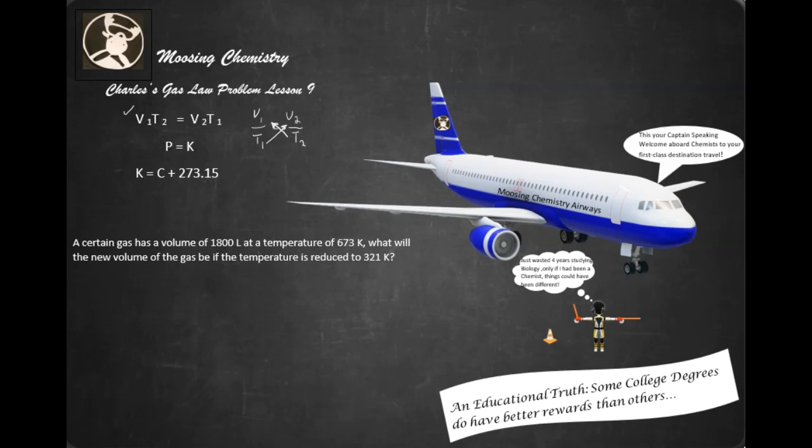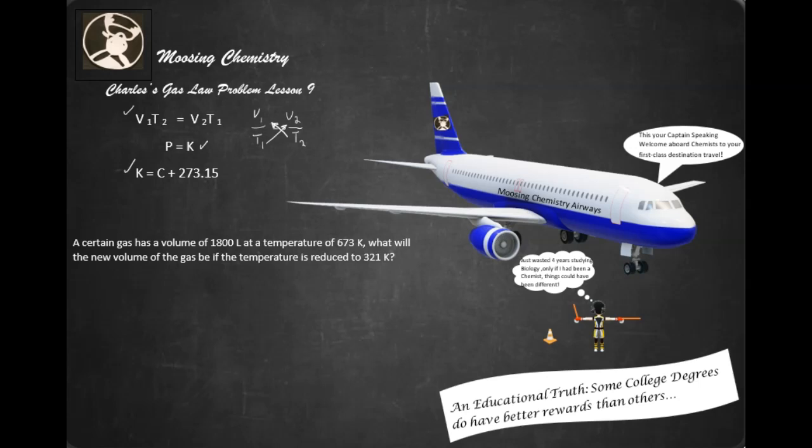Anyway, in Charles' law, there is one constant, and our constant, represented by K, is pressure. And then, of course, we want everything in Kelvin. So Kelvin equals Celsius plus 273.15.